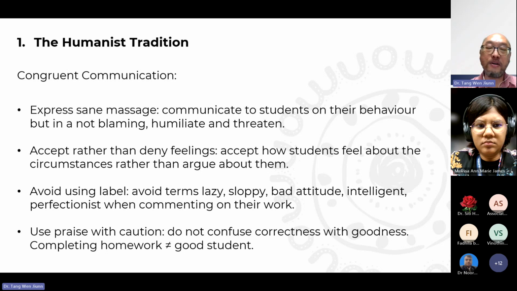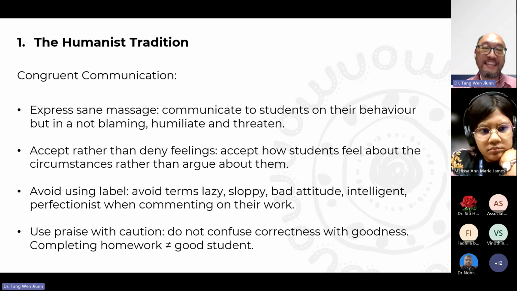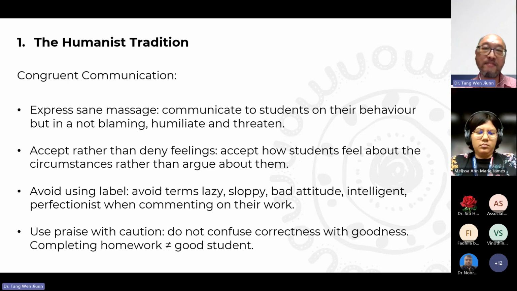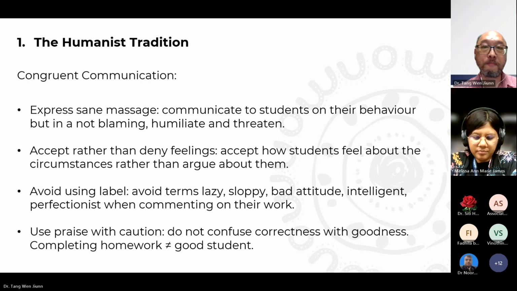Like completing homework does not necessarily mean that person is good. You can say he's punctual, the work is tidy. That one is okay. But if you start to say, you are a poor student because you never complete your work, it doesn't feel right over there.